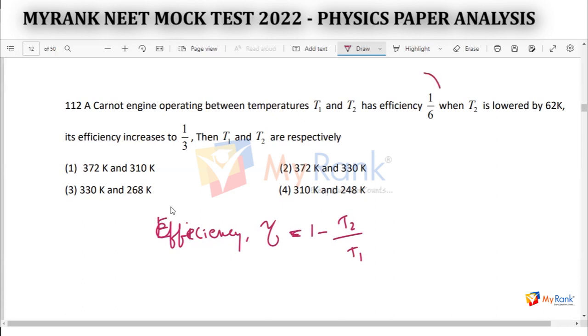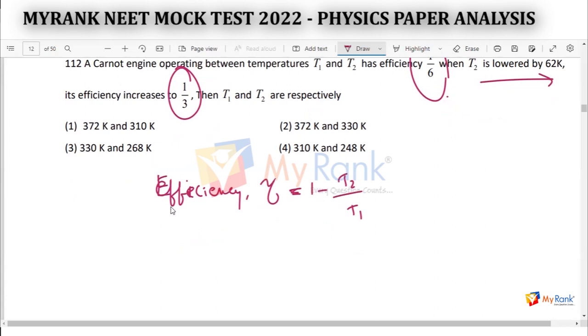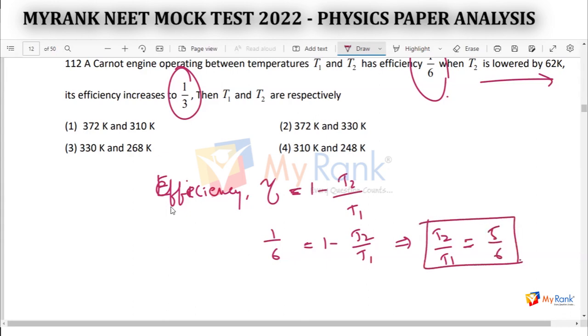This is the formula we have. Here it says that in the first case the efficiency is 1/6 and in the second case 1/3. T2 is lowered by 62 K. So from this efficiency equation, we'll proceed now. In the first case, 1/6 is given, students, equal to 1 minus T2 by T1. We don't know the values, so T2 by T1 can be written as 1 minus 1 by 6, which means 5 by 6. T2 by T1 is 5 by 6.